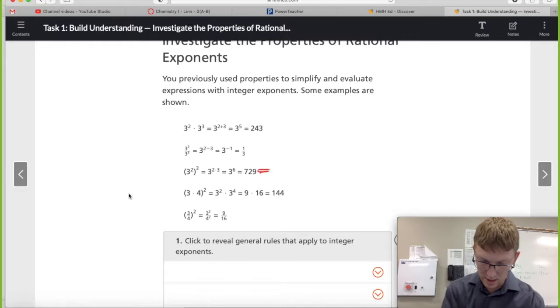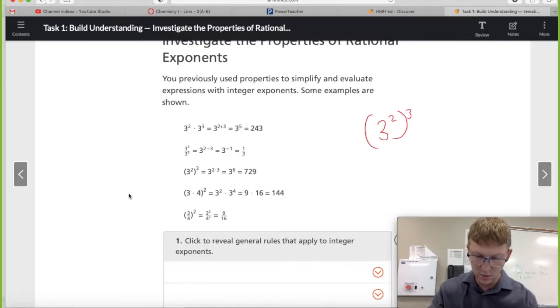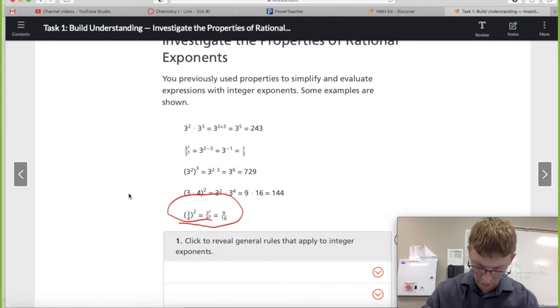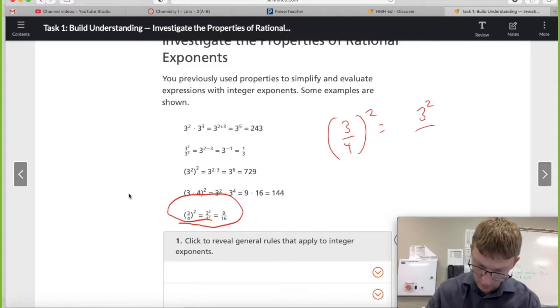So then right here, if you look at this one right there, so if you bring a power to another power, instead of adding those like you would at this top part, you're going to multiply them together. So that's going to equal 3 to the power of 6. And then we've seen this one before using the square roots. So 3 over 4 squared is the same as 3 squared over 4 squared.